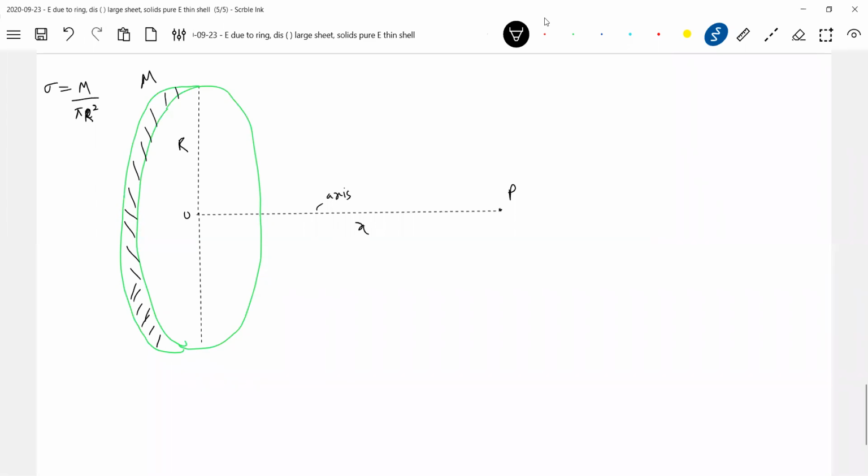What is a disk? Shall we assume it is made up of elemental rings? The disk is made up of elemental ring structures. Then due to the elemental ring, first we'll find out the field strength on the axis at point P. Then we'll integrate, and we'll get the field due to the total disk.